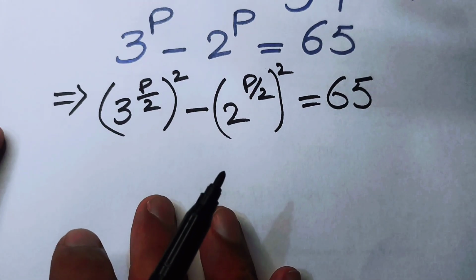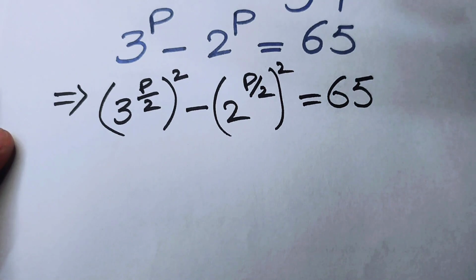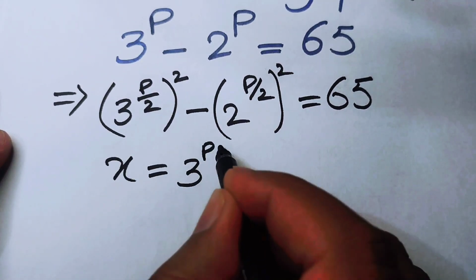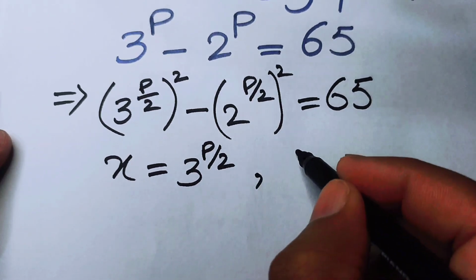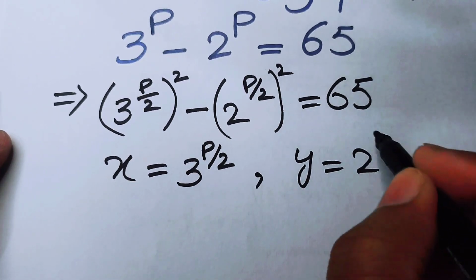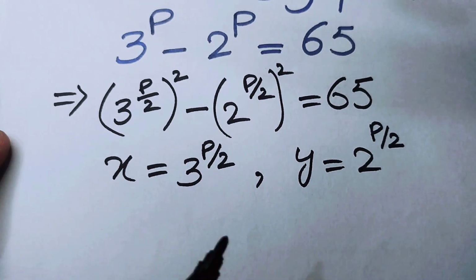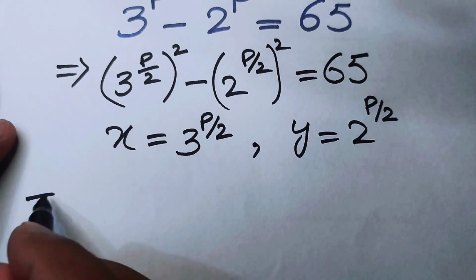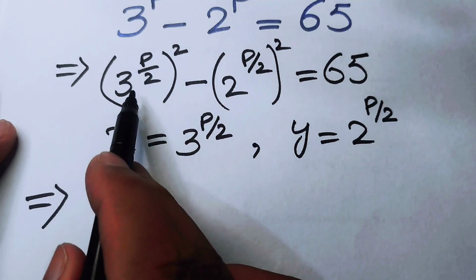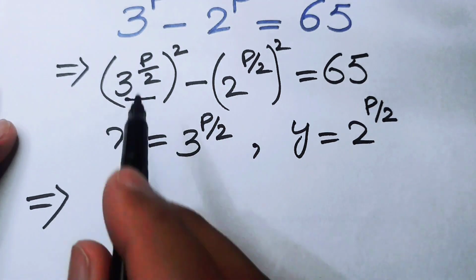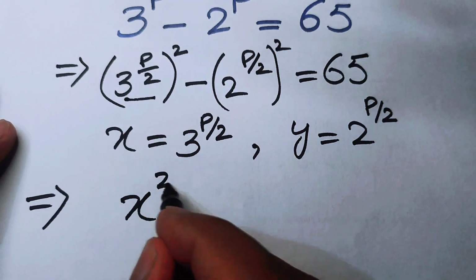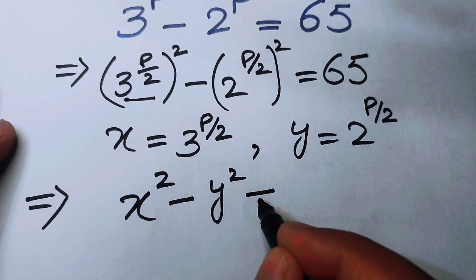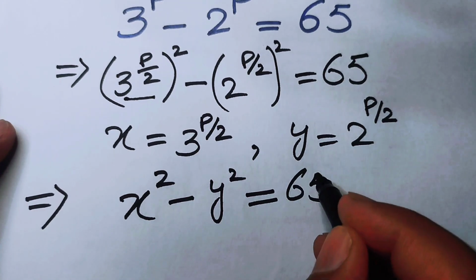And after that I will simplify the term, and I can just take x is equal to 3 to the power of p over 2, and y is equal to 2 to the power of p over 2. So I will make these two substitutions in this equation, and the output becomes x square minus y square is equal to 65.